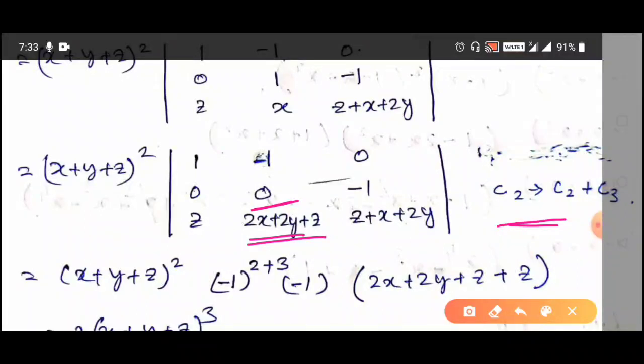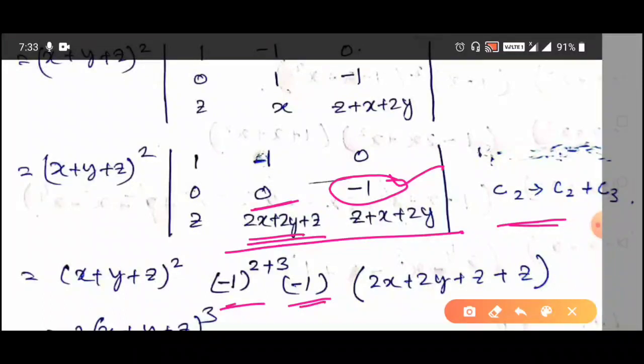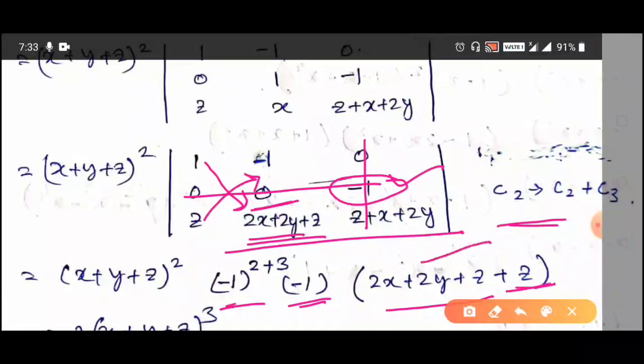Now we can expand the determinant along row 2. So for this minus 1 we will write minus 1 to the power 2 plus 3, because this is in second row third column, then into minus 1. After that we have to eliminate this row and this column. So we have to multiply 1 into 2x plus 2y plus z minus z. So it will be converted to plus z. From here we will get 2x plus 2y plus 2z.